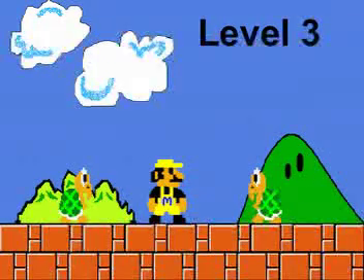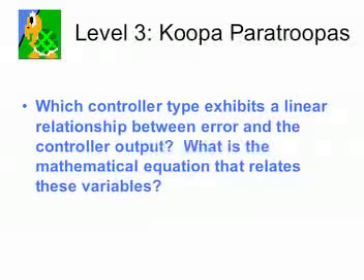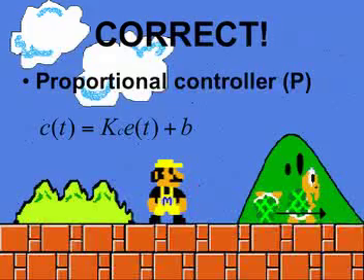Now you've moved on to level 3. You have to defeat the Koopas. Which controller type exhibits a linear relationship between error and the controller output? What is the mathematical equation that relates these variables? It's the proportional control. The control output is equal to the controller gain, Kc, times the error, E of t, plus the bias. That's right.